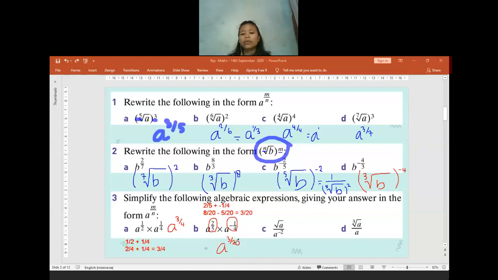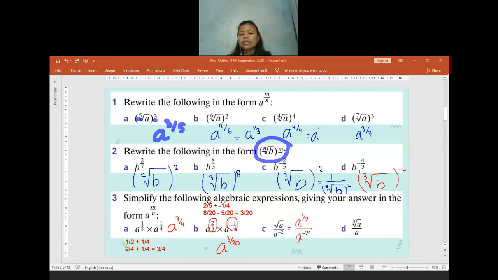For question C, we have square root of a divided by a to the power of negative 2. Since the question wants us to show the answer in fractional indices, for the root we have to change it into fractional indices. Square root of a will be equal to a to the power of how much? Yes, a to the power of a half. Thank you to those who always help me answer through the chat box and also unmute yourselves. Divided by a to the power of negative 2.